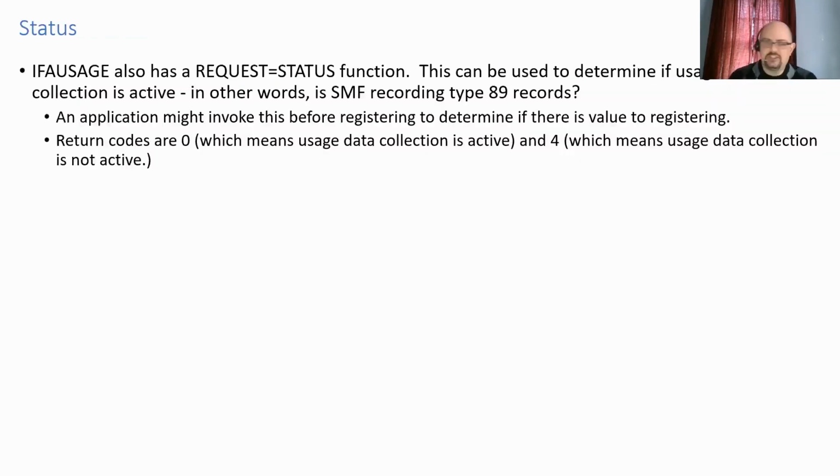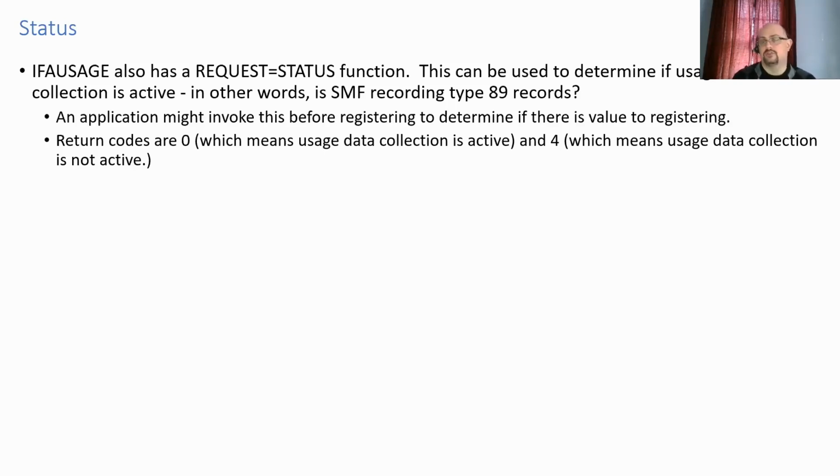So then the last service, this is the IFA usage request equals status function. And this is the one that the product can use at any point, whether it's registered or not. This is that unique exception. And really all it is, it can be used to determine if usage data collection is active. So to put it in other words, is SMF recording the type 89 records? An application might do this before registering just to determine if there's value to registering. The application doesn't have to, but it could.